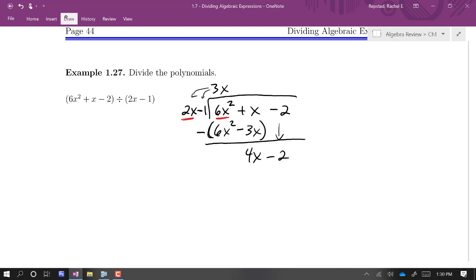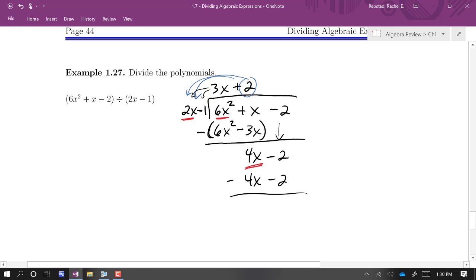Now I start the process over. What do I multiply by 2x to get 4x? And that's 2. It's a positive 2, so that means the next term in my quotient is plus 2. And then I take this 2 now and I multiply that by the divisor. So we get 4x minus 2, and then we're going to subtract. Now I can see that we're taking 4x minus 2 and subtracting itself, and that does naturally give us 0. So we got a remainder of 0.